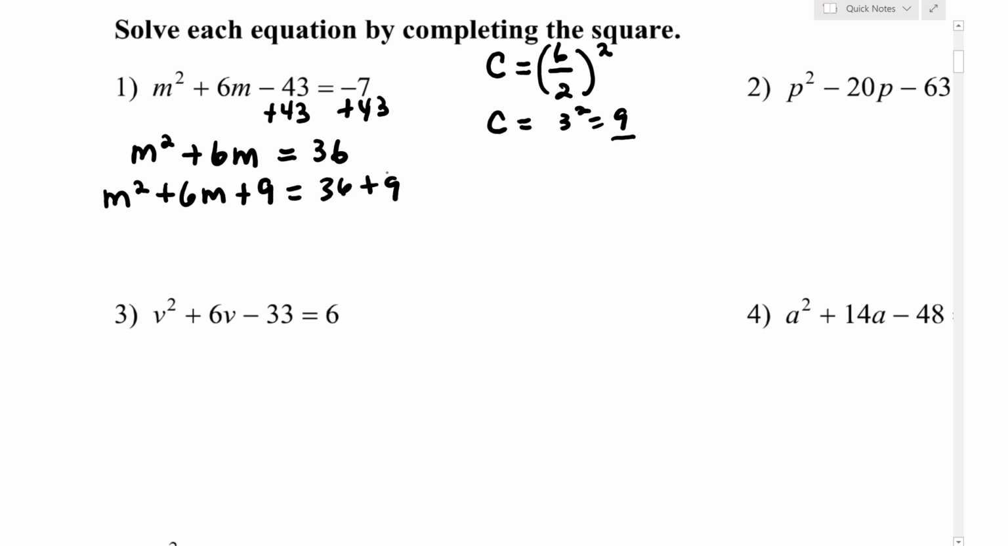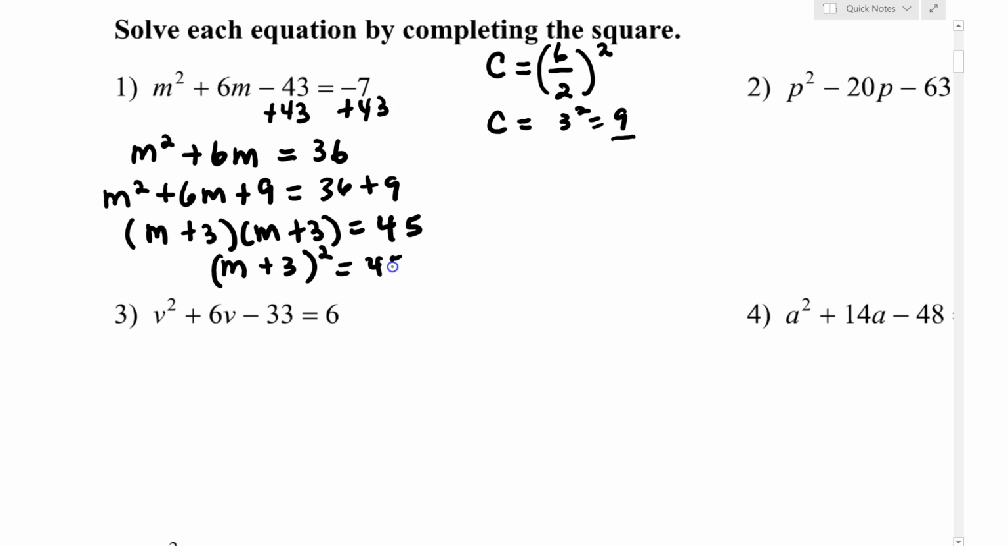If you look at the left-hand side, that is a perfect square. So what do you have? M plus 3 times m plus 3, and that's equal to 45. So instead of having m plus 3 times m plus 3, you're going to have m plus 3 to the second power, which is equal to 45. And then if you have a square, you want to get the square root of both sides. So m plus 3 is equal to plus or minus the square root of 45.